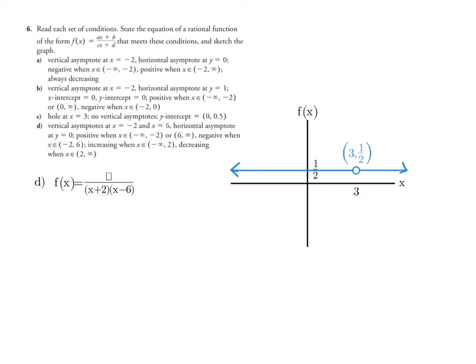Horizontal asymptote at y equals 0, so that means the top has to be a smaller degree than the bottom. Positive when x is less than -2. Okay, so we just have to make sure we can plug in a big negative number and make it positive. So for a big negative number down here, it's going to be a negative times a negative. That's a positive. So when I put in a big negative number, we need the top to be a positive as well. But remember, it has to be a lower degree on the top than on the bottom, so that it has a horizontal asymptote at y equals 0.